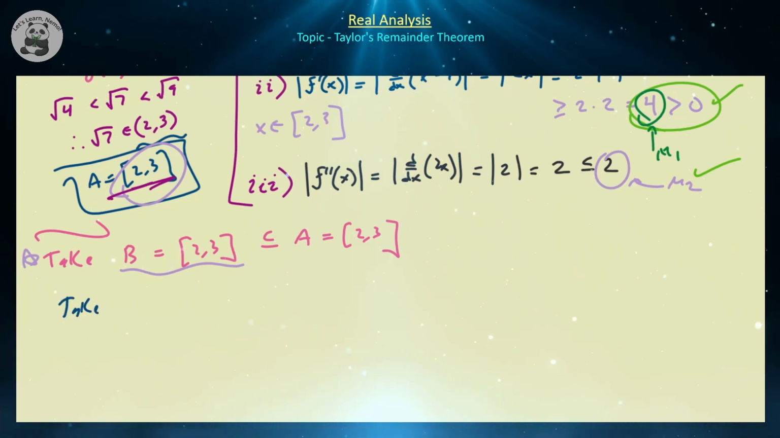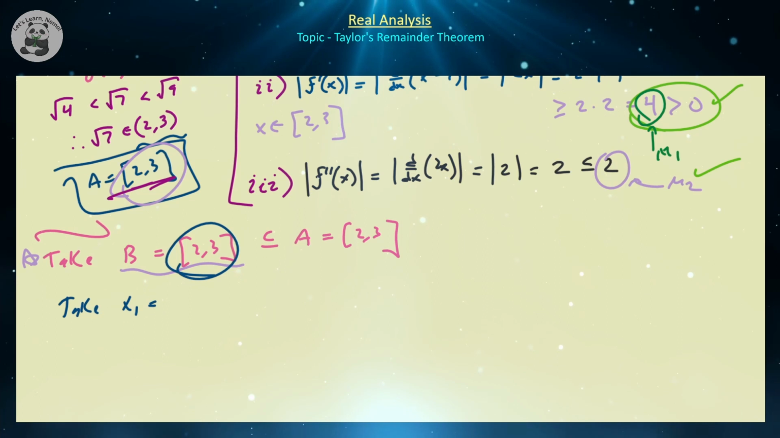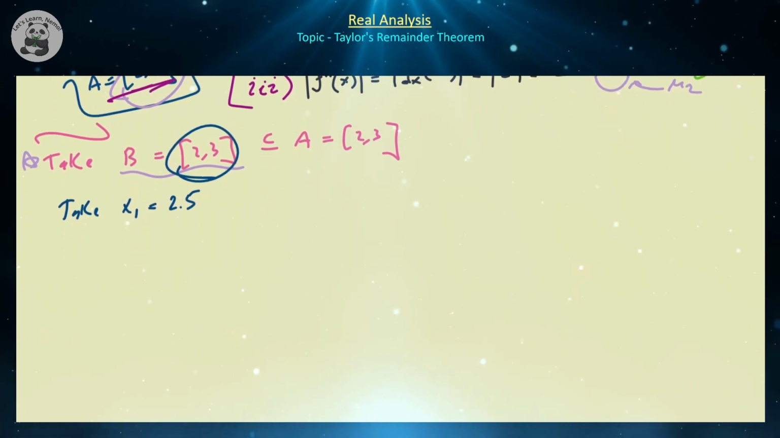So let's take x1 to be equal to the midpoint of 2 and 3. So we're going to start off at the same point that the bisection method does. So we're going to have x1 equal to 2.5.